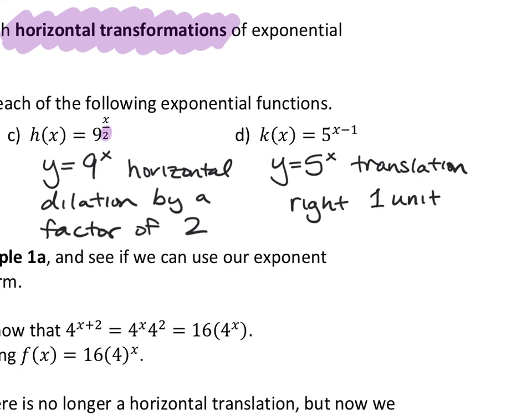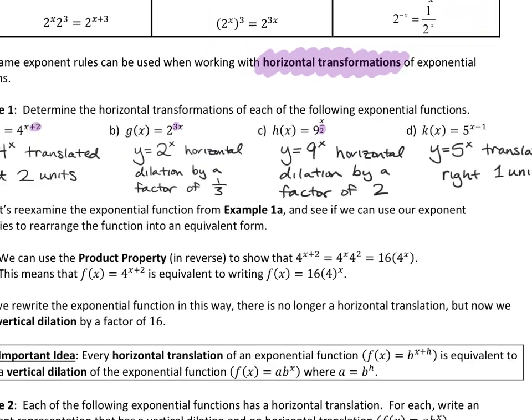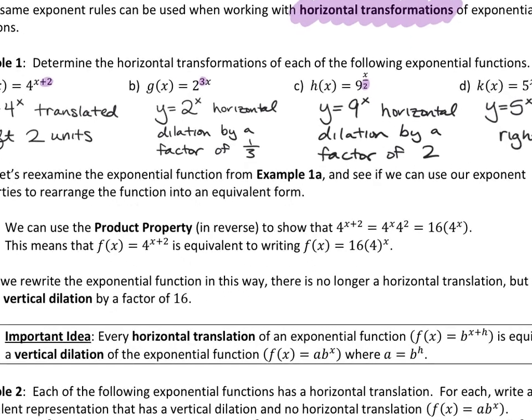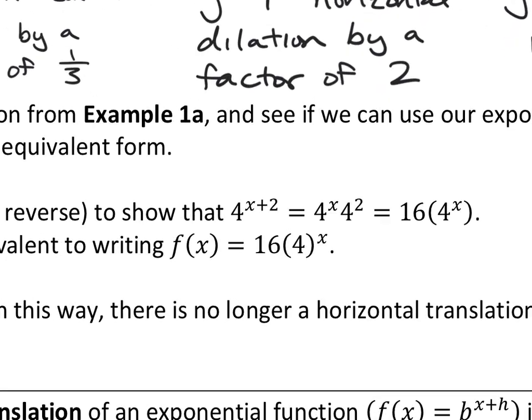Here's what's really interesting about exponential functions and their horizontal transformations. If we look at example 1a, so we've already talked about the fact that it is a translation left 2 units. We could rewrite this property using the power property in reverse to not only show that it is a horizontal transformation, but there's actually an identical vertical transformation that does the same thing to the graph.